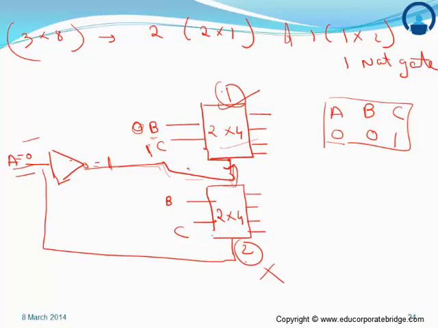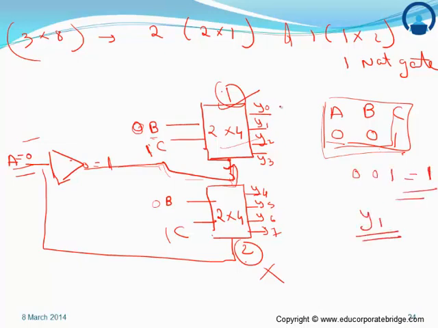C is 1. So before taking the output, let's rename the outputs Y0, Y1, Y2, Y3, Y4, Y5, Y6, Y7. So now the decoder 1 goes high, B is 0, C is 1. From this value, it is clearly seen that the value of 0, 0, 1 is 1. That is, Y1 will be selected. So in this case, Y1 is selected.